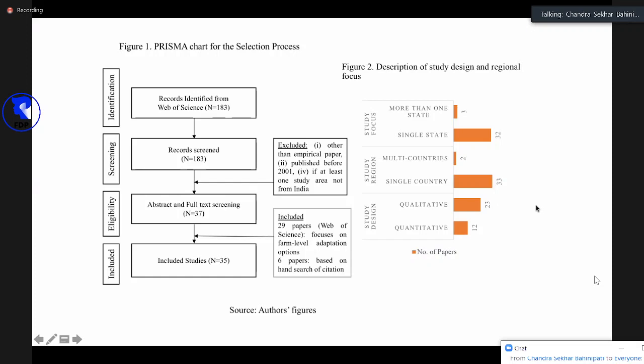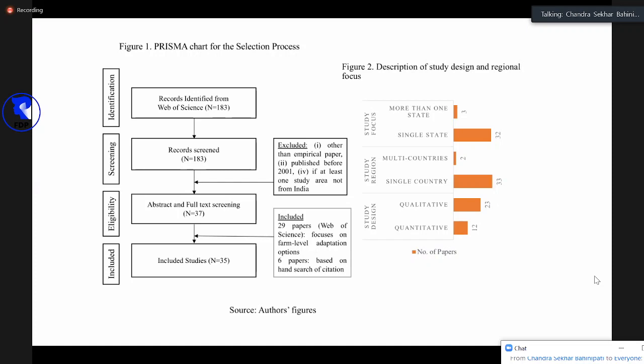So what have we done? We end up with the 183 articles by searching the Web of Science. Since there is no search in a second search engine, there is no case of double appearance or double counting. So we have just a record screening of the 183 papers.